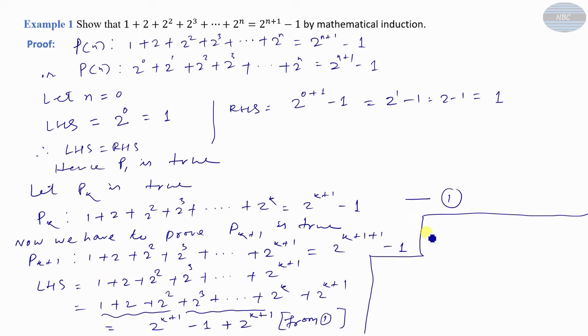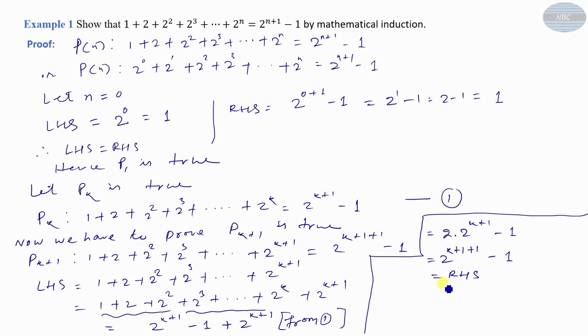Now here we get 2 to the power k plus 1 plus 2 to the power k plus 1, which is nothing but 2 into 2 to the power k plus 1 minus 1. This is nothing but 2 to the power, so the powers will be added, k plus 1 plus 1 minus 1. This is equal to the right hand side.